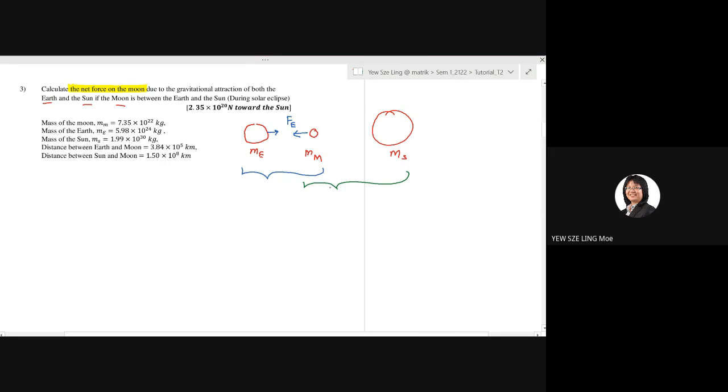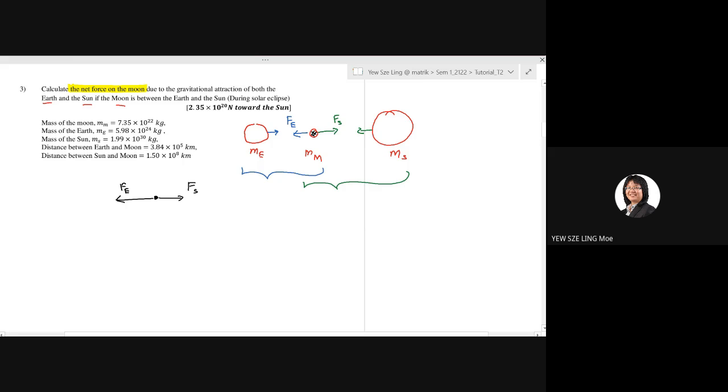Again, there will be an attractive force between them. So this is Fs, the attractive force between the moon and the sun. Now that I have both of them, what am I going to do next? I'm going to sketch a free body diagram for the moon. So in the free body diagram, this is the object, and then this is Fs, this is Fe.